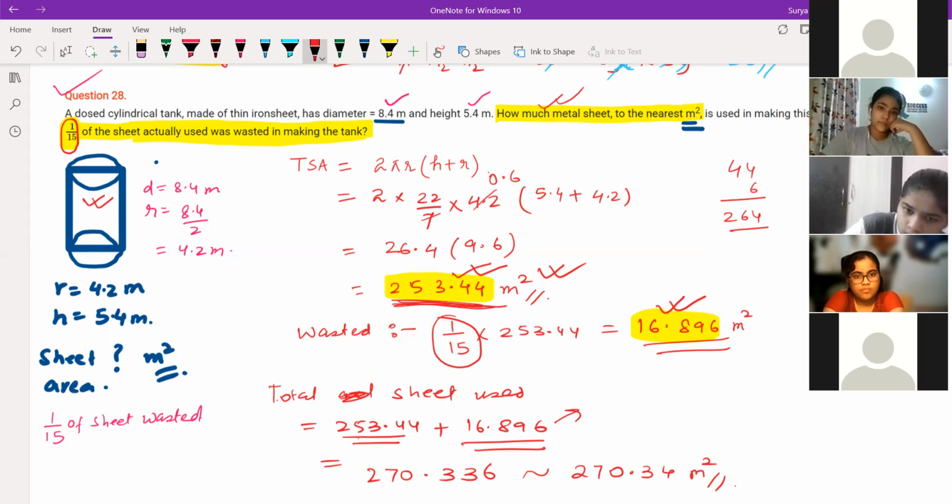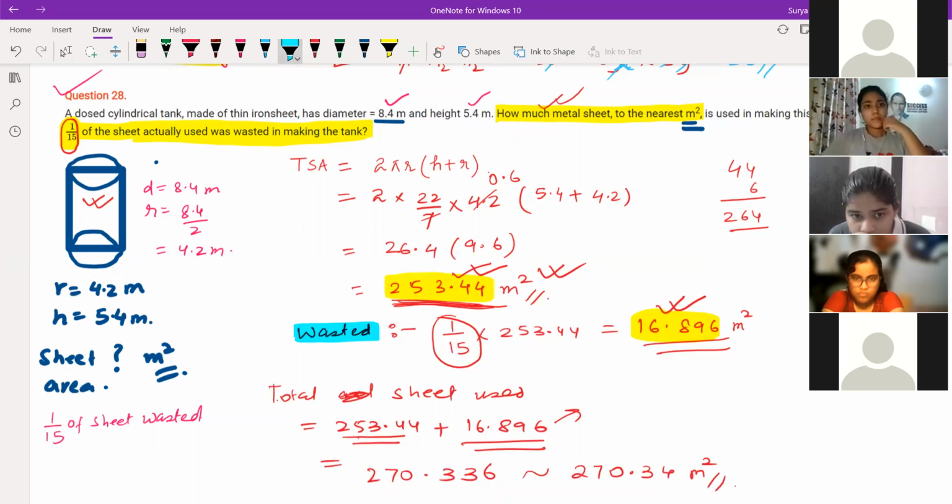Try to understand, and if you're having doubt, please ask. Sir, I assume that the total sheet used in making was X. So 14 by 15 of X is equal to 253.44. I did it that way. Acha, means 14 by 15 is used to make the tank. Okay, but total is 15, right? Now you can do that also. 14 by 15 of X is equal to 253.44.